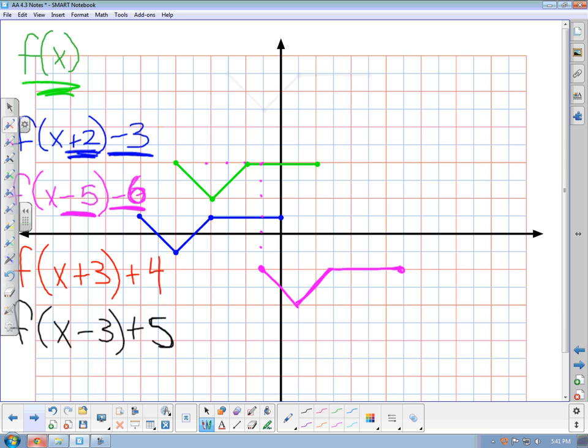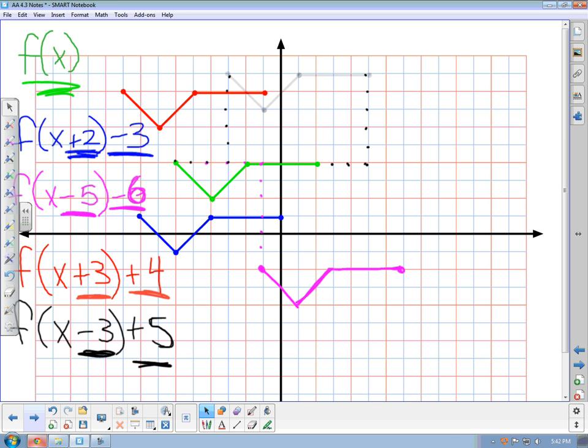Our red one here goes to the left 3 and up 4. So that would be left 3 and up 4. And there's our graph. And finally, the black one says to the right 3 and up 5. So all points on our green one are going to go to the right 3 and up 5. That point right 3 and up 5, and our graph would look like so. And that is what you're going to do in today's assignment.